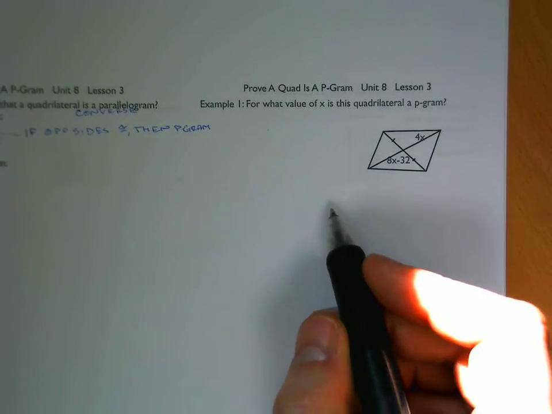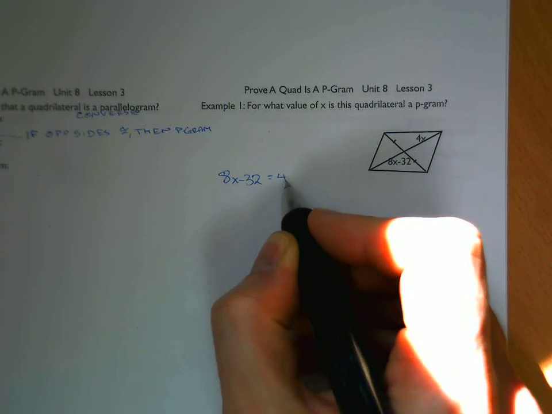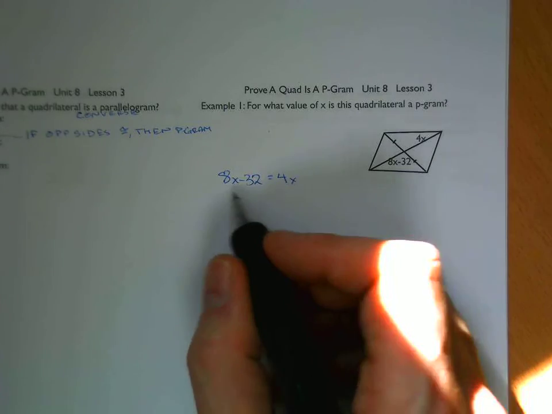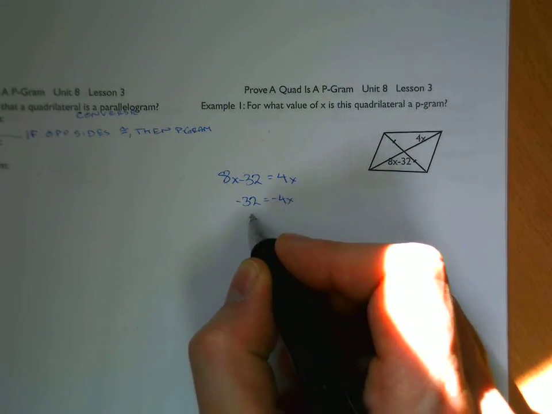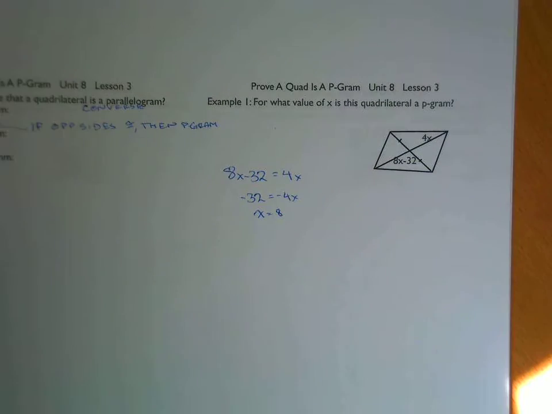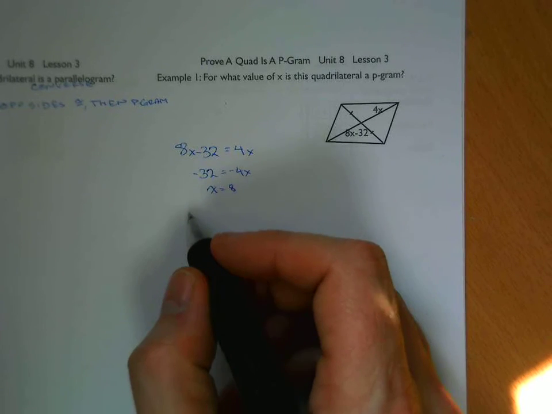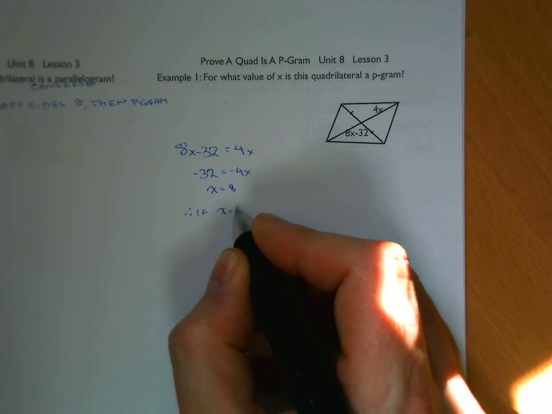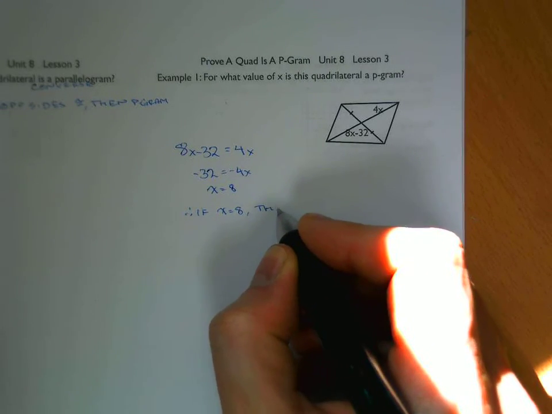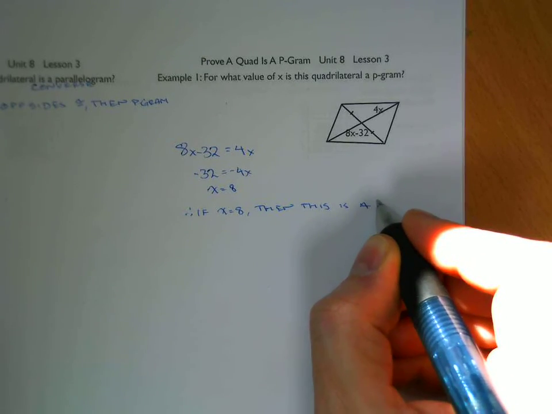So what we'll do is we'll just go ahead and say x minus 32 is equal to 4x. And so we'll subtract 8x, we get negative 32 equals negative 4x. So x equals 8. The only difference here is I might go ahead and ask you to say something like, therefore, if x equals 8, then this is a parallelogram.